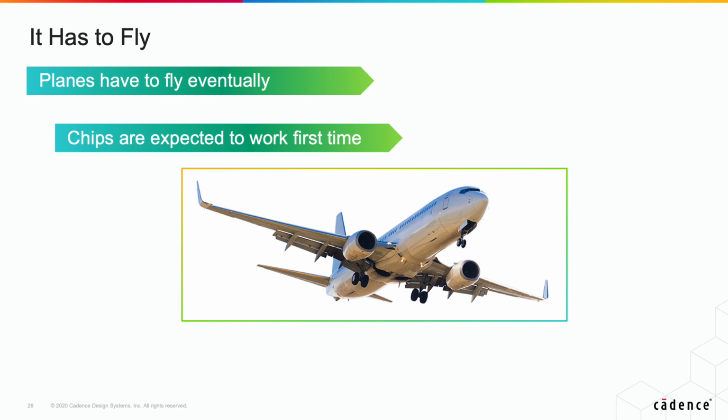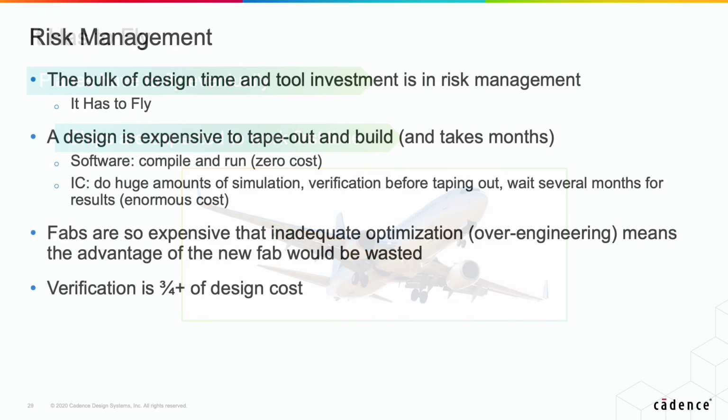But unlike the plane that doesn't have to fly the first time you put it together, because you do a lot of testing and maybe you make some adjustments, and it has to fly eventually, of course, otherwise you're not going to get any money back by selling them, chips are kind of expected to work first time. And as a result, the bulk of the tool investment is kind of risk management. You're making sure that the plane is going to fly. You're making sure that the chip is going to work.